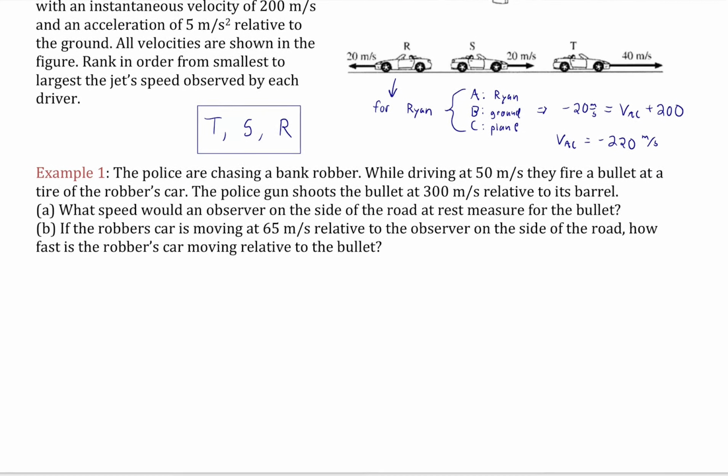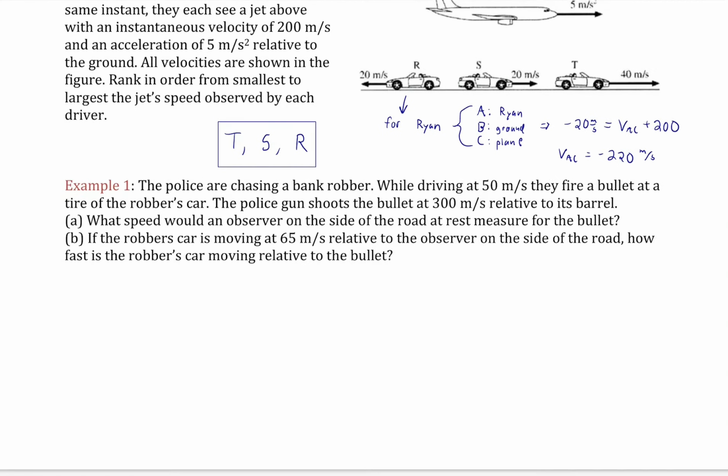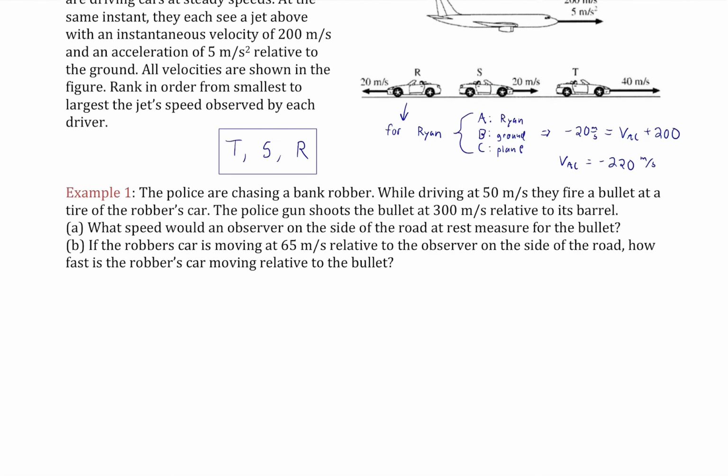In the next example, I'm going to get a little more quantitative, but it's still a simple question. So the police are chasing a bank robber. While driving at 50 meters per second, they fire a bullet at a tire of the robber's car. The police gun shoots the bullet at 300 meters per second relative to its barrel, which would also be relative to the police's car. What speed would an observer on the side of the road at rest measure for the bullet? So the idea is that police are moving at 50 meters per second, and fire a bullet at 300 meters per second relative to them.